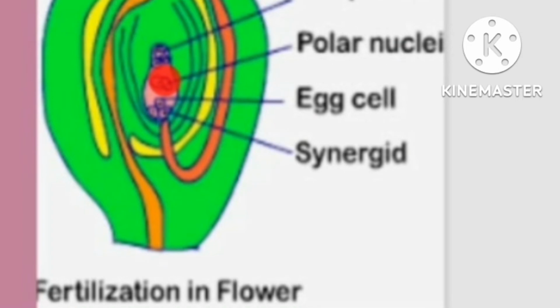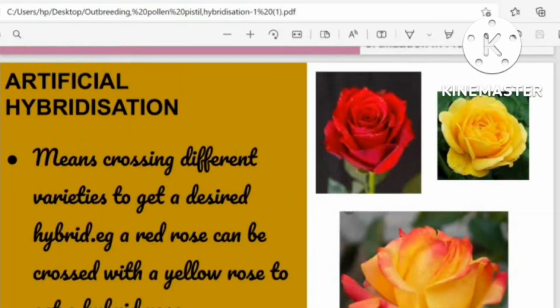So since there are two types of fertilization happening here, it's called double fertilization. So one fertilization is called syngamy here, when the male gamete fuses with the egg. Second fertilization, in which the male gamete is fusing with the central cell, that is called triple fusion. Why? Because that fertilization results in triploid endosperm. That's why. The next is artificial hybridization.